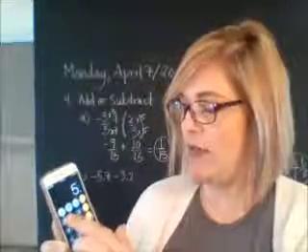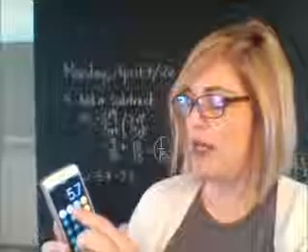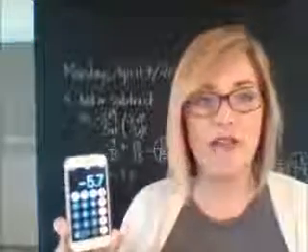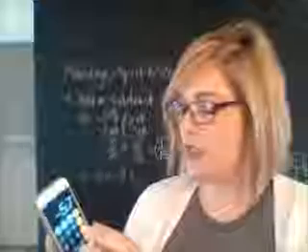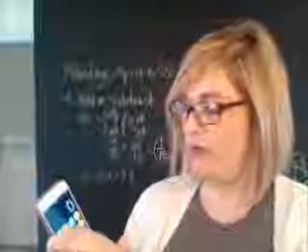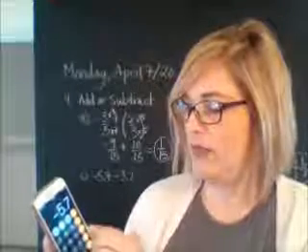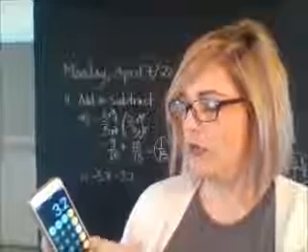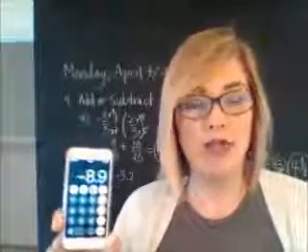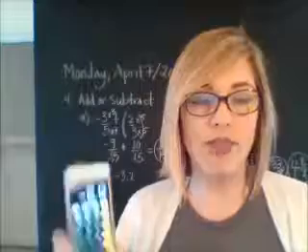But 5.7, and then for me, my second button in on the left is my negative sign, so negative 5.7, and then I'm going to subtract 3.2, and so my answer is a negative 8.9.